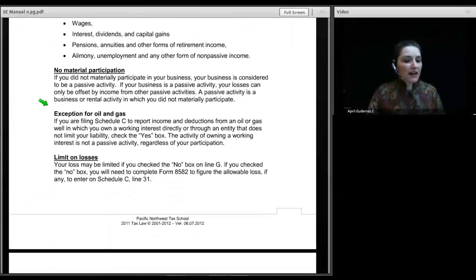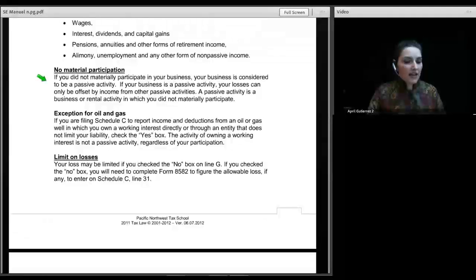The opposite of non-passive is passive, and you are passive when you have no material participation. If you did not materially participate, your business is considered to be passive. If your business is passive, your losses can only be offset by income from other passive activities. A passive activity is a business or rental activity in which you did not materially participate.